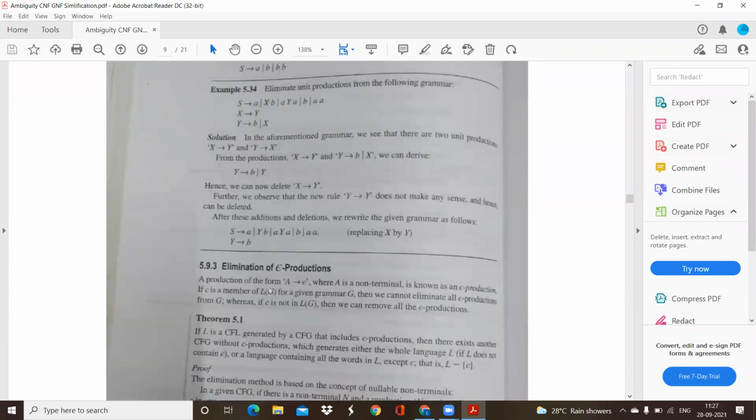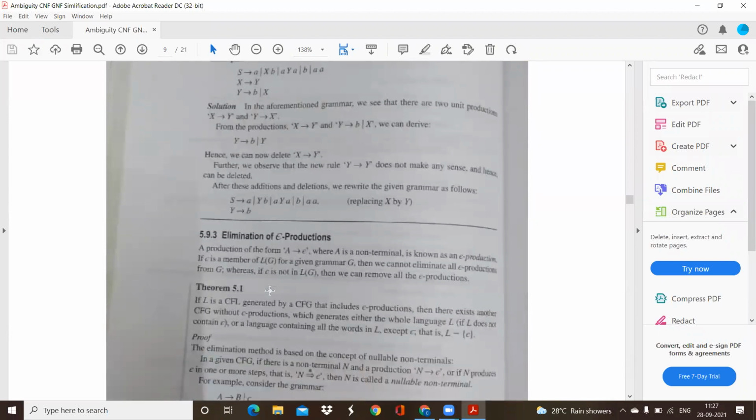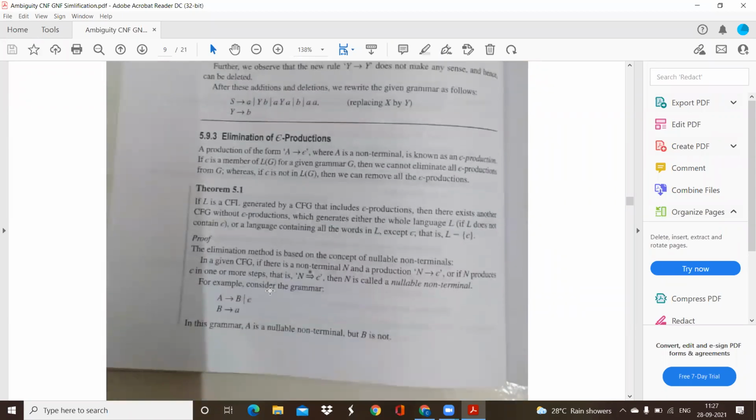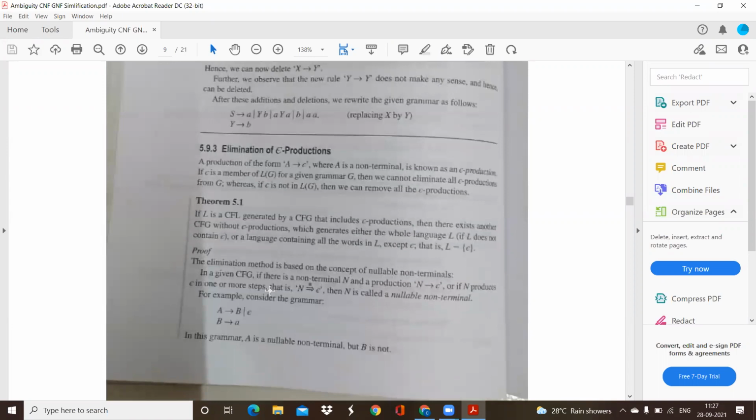Now next is elimination of epsilon production. How much time is left? Okay, 3 minutes are there. So elimination of epsilon productions is very simple. Wherever your non-terminal is expanded to epsilon, then all its productions you should replace with epsilon, and whatever you will get, that everything you should include.